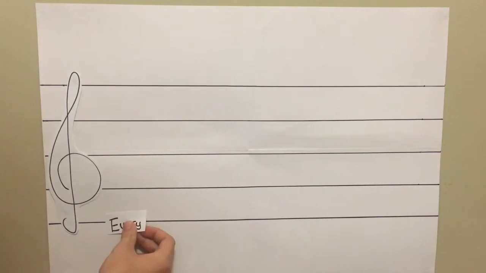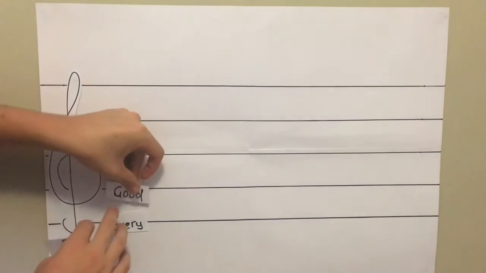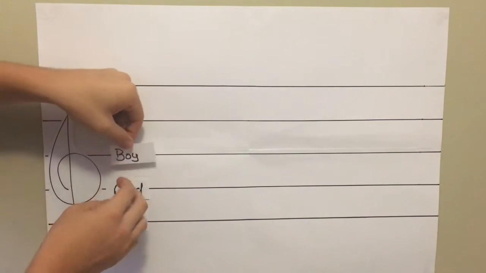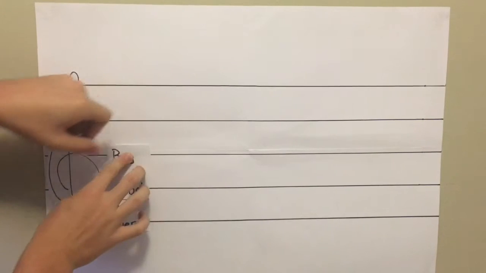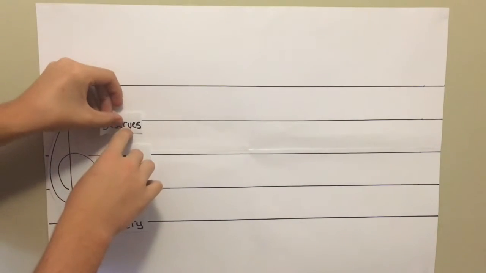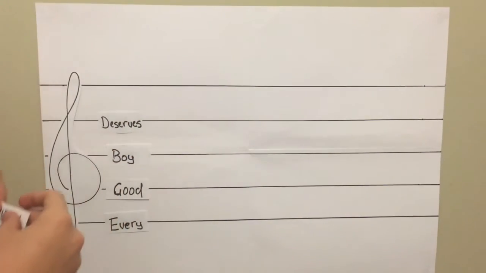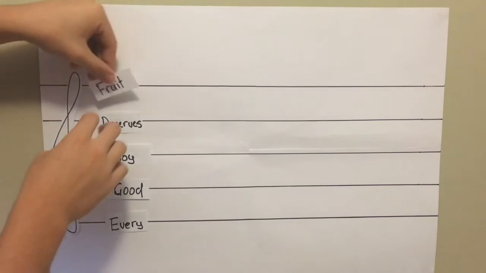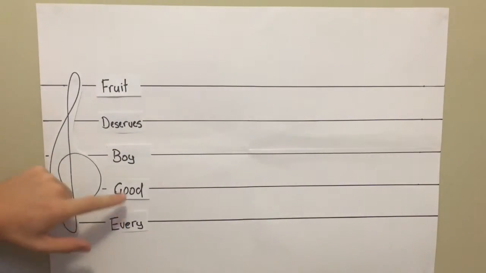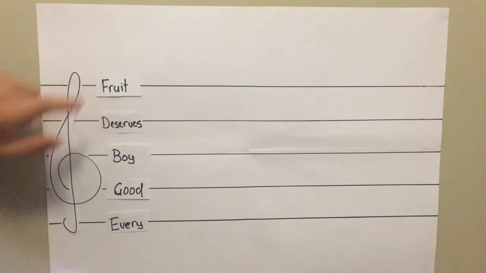So our bottom line is our every line. Our second line is our good. Third line is boy. Fourth line is deserves. And then fifth line is fruit. Every good boy deserves fruit.